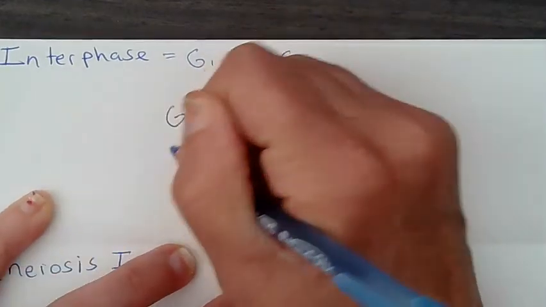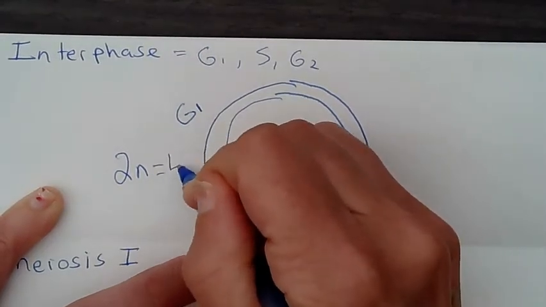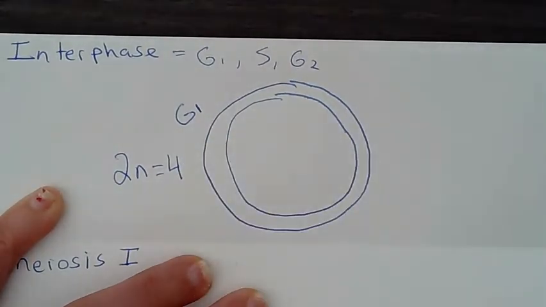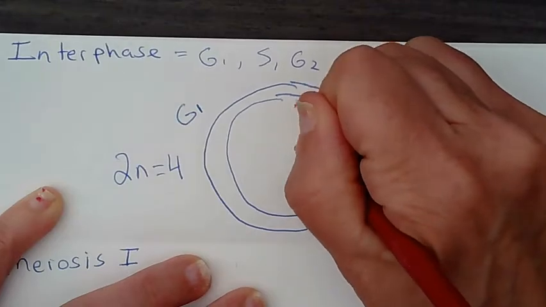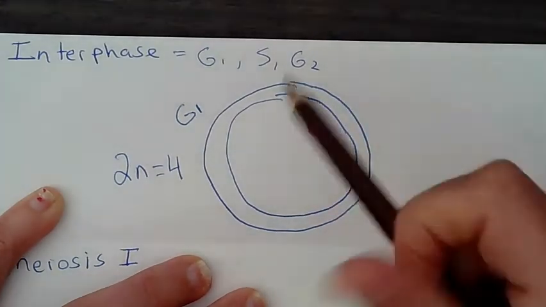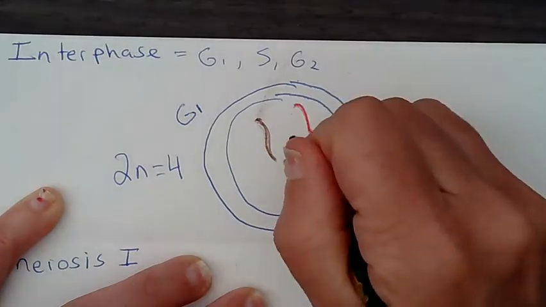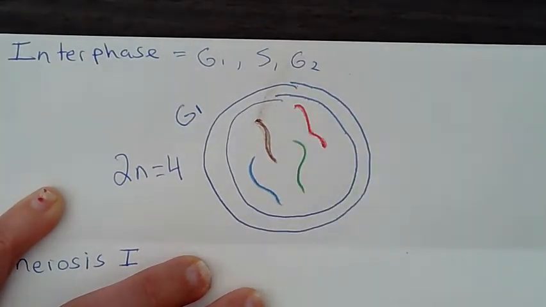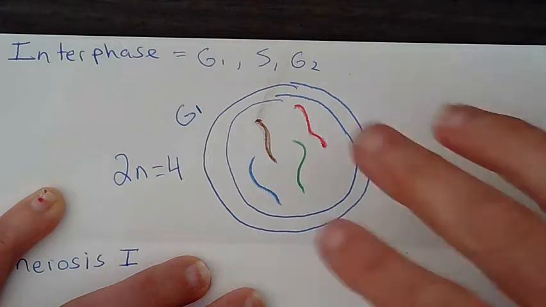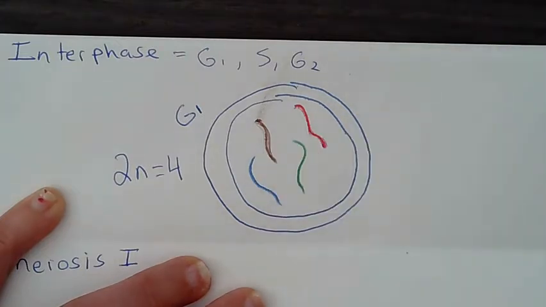So this is G1, and it is a diploid cell, and we're going to start with 4 chromosomes. So this is why it's important to understand. This is a chromosome. So 1, 2, 3, 4. So this is my complete diploid organism. It got 2 of these chromosomes from the sperm and 2 from the egg. Okay, so that's what it looks like at G1 when it's doing its thing.